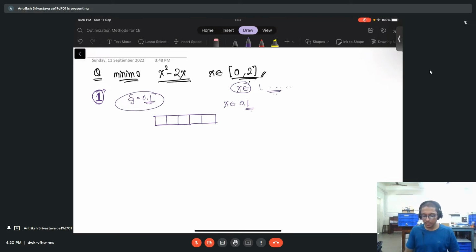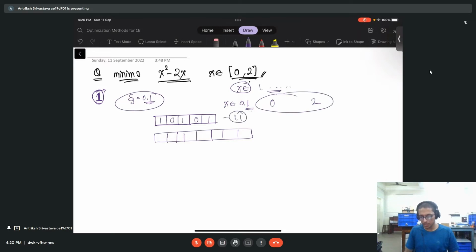Based on my encoding algorithm, I can represent the values from 0 to 2 in a varying number of bits. I can have 100 like this, or else I can have 10 bits to store that same variable. 1.1 can be stored here also, and here also, but using a bigger string for storing the information of x will be computationally expensive. So we have to identify how much precision we want, and do a trade-off between the calculation time and the precision.